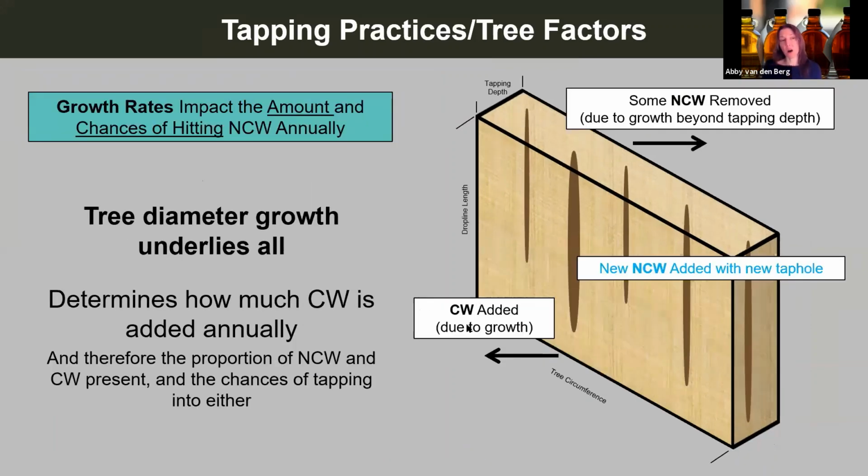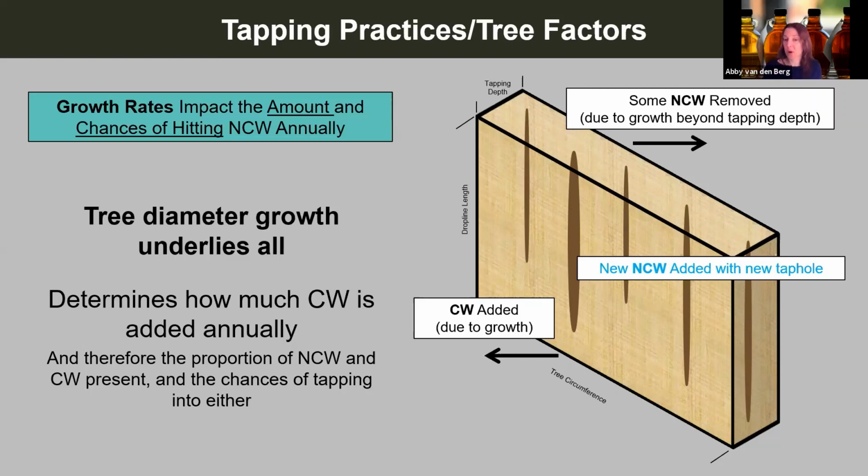And then putting this all together, the tree growth rates, another tree factor, is going to impact both the amount and the chances of hitting non-conductive wood annually. This is because it's tree diameter growth that determines how much new conductive wood is added to the outside of the tree each year. And also, when the tree is adding that conductive wood, some of the existing non-conductive wood is actually removed from the tapping zone, because remember, the tapping zone is only as deep as our tapping depth. So as we're adding new conductive wood to the outside of the tree, some of that non-conductive wood toward the inside is now deeper than our tapping depth and is no longer there.